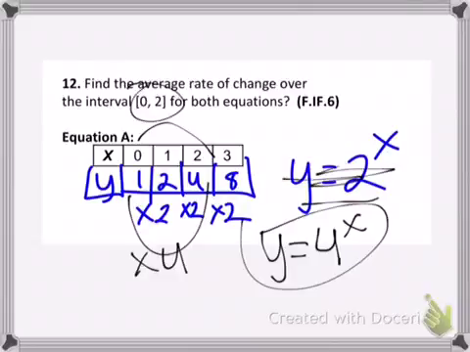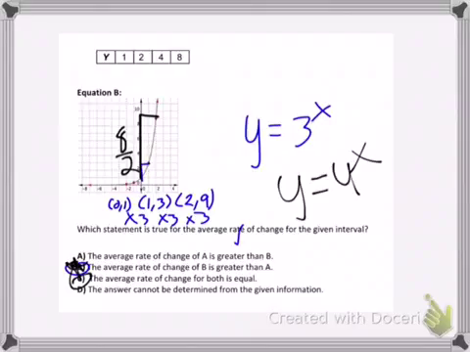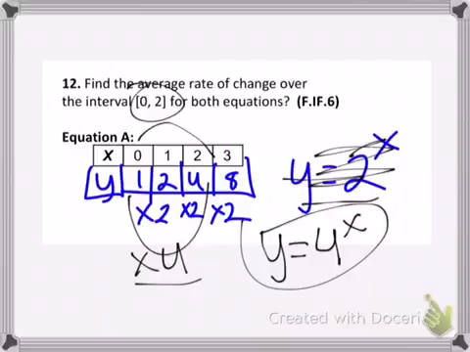So the rate of change for both of those will be equal over the interval 0 to 2. Now I did it earlier and did it over each one, but it's not each one. It'd be times 4 from 0 to 2. And then right here from 0 to 2 is 8 over 2, which would be 4. So they're both to the 4x.